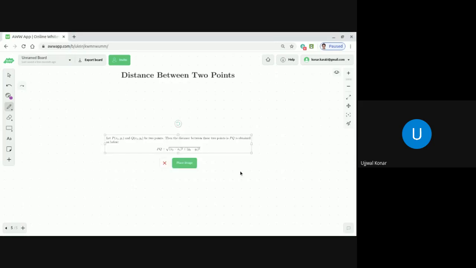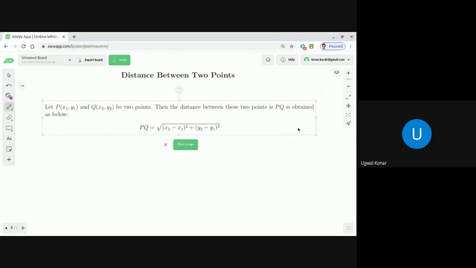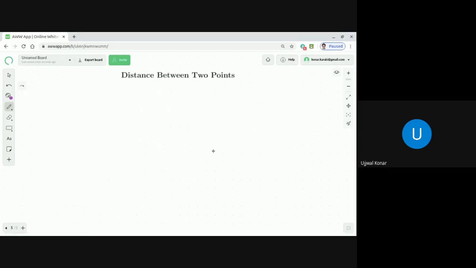There was a small printing mistake; now I corrected it. Okay, dear students, so that is the distance between 2 points. And distance between 2 points means what? It is a straight line distance, and that is always unique.